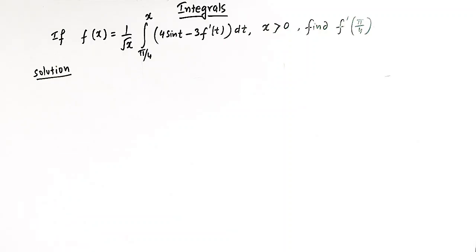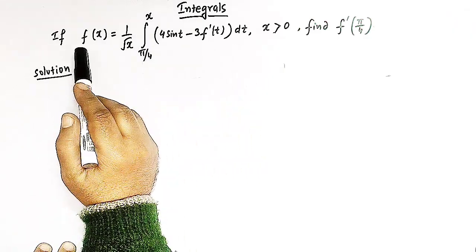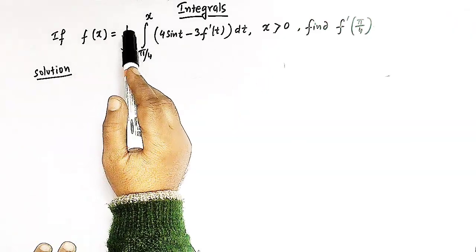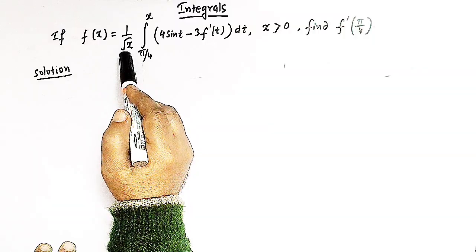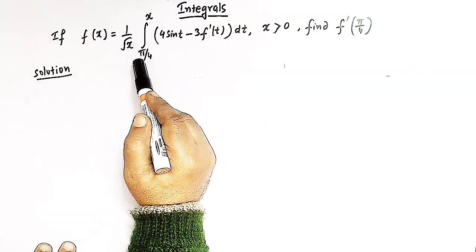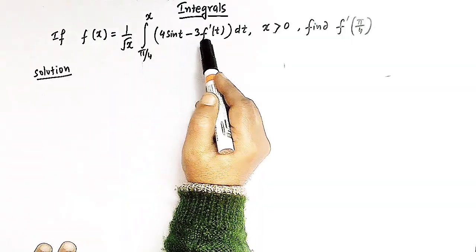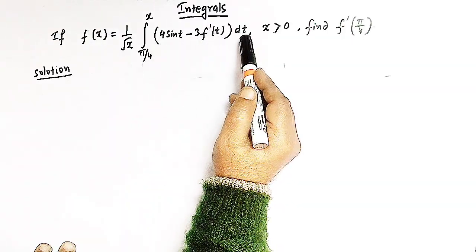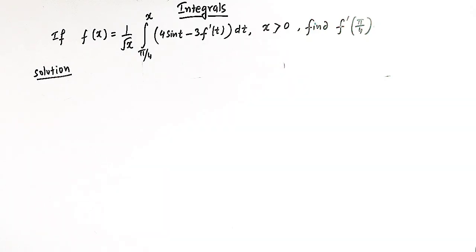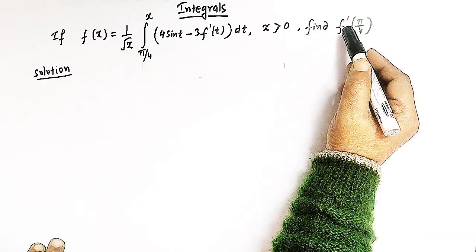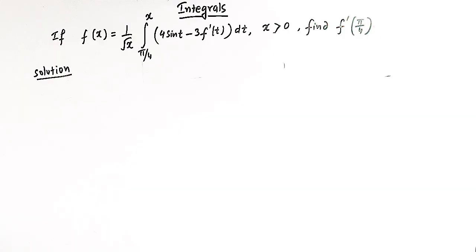Hello viewers, in today's session we are going to discuss an important and conceptual problem from definite integrals. We are given a function f(x) equal to 1 over square root of x times the integral from pi/4 to x of (4 sin t minus 3 f'(t)) dt, where x is greater than 0. Then we have to find f'(pi/4), right?